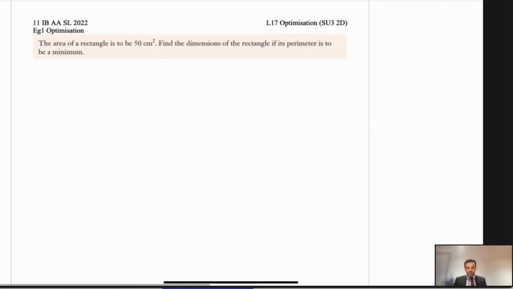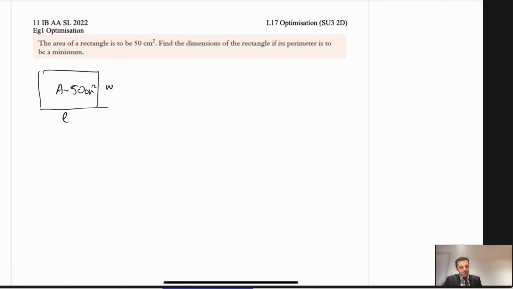Okay, so let's have a look at this one problem. We have the area of a rectangle to be 50 centimeters squared. Find the dimension of the rectangle if its perimeter is to be a minimum. Okay, so let's unpack this a bit. Firstly, we've got a rectangle, so we could draw a picture of a rectangle. We know the area is going to be 50 centimeters squared. We haven't been given any dimensions, but we could say that this is the width and this is the length.